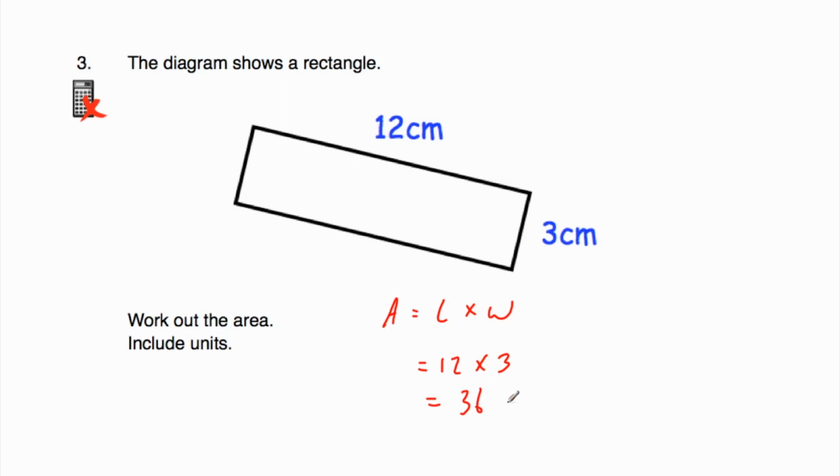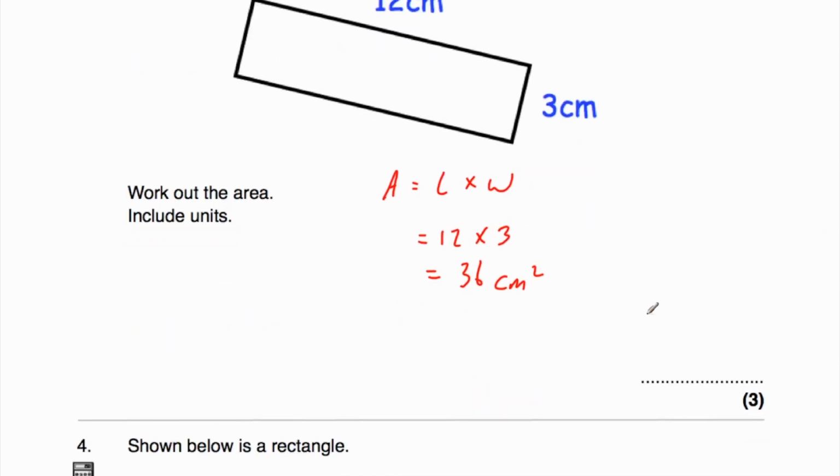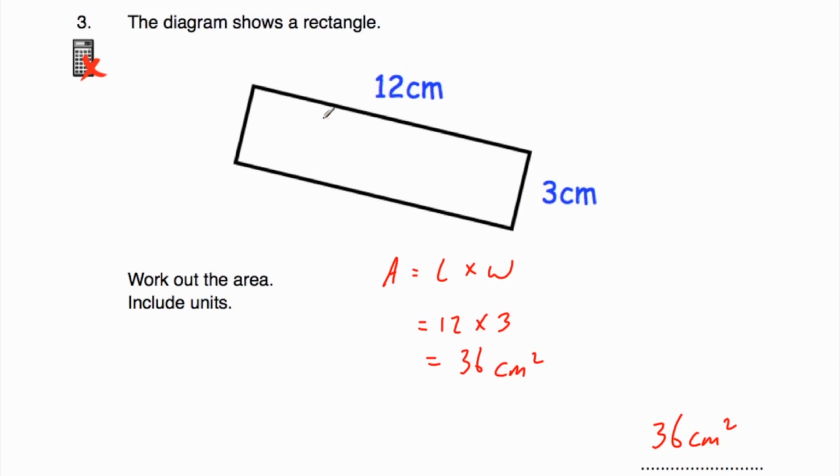12 multiplied by 3 is equal to 36. So our answer would be 36. Now we were dealing with centimetres and centimetres, so it's going to be centimetres squared. So the answer would be 36 centimetres squared. So to find the area of a rectangle, you just multiply the length by the width, and then make sure you put the units on as well.